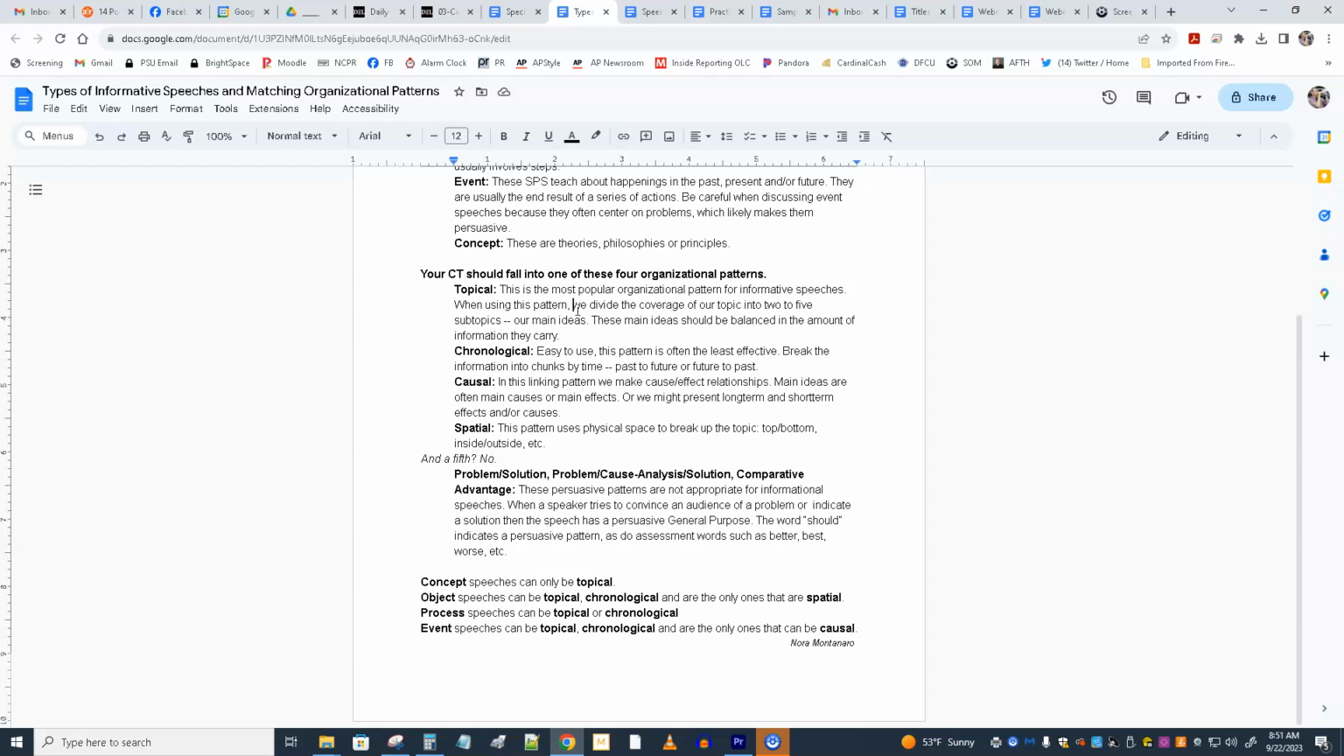both type of SPS and organizational pattern of your central thesis. You could say, by the way, these organizational patterns are of your main ideas, which is essentially what your central thesis is. Is it chronological? In other words, are the things organized in time? Is it causal? These are linking patterns we make from one to another, the cause and effect relationships. One of these main ideas causes the next thing, right? Is it spatial? Things are arranged in space.